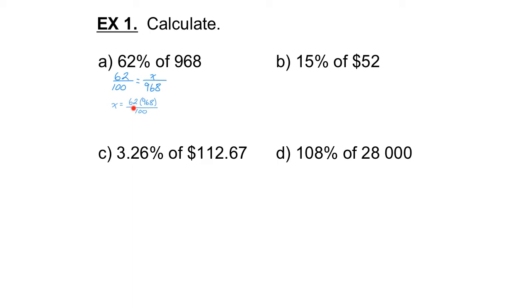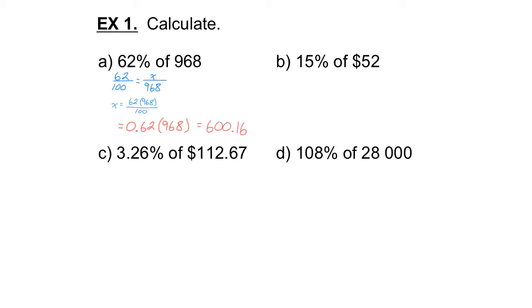What you're really doing is, look at this, 62 out of 100. That's 62% right there. 62 divided by 100 is 0.62. So what you're doing is taking 0.62 and multiplying it by 968. So you really don't need to do all this work here. All you have to remember is when you're taking a percent of a number, it's just the decimal version of the percent multiplied by the number. So 62% is 0.62, of means multiply, 968. So when you do that, you get 600.16.